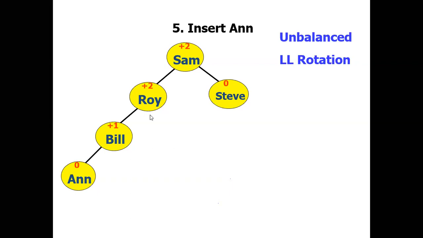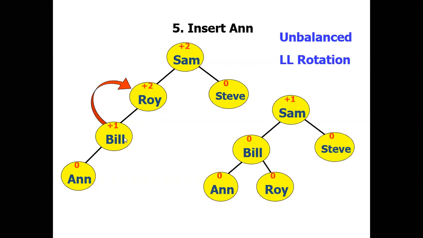So the kind of operation we're going to perform here is going to be a right rotation, which is based on left-heavy imbalance. So we're going to move this to the right, and moving it to the right, Bill is going to take this position, Roy is going to go to the right, and we have this as the outcome.